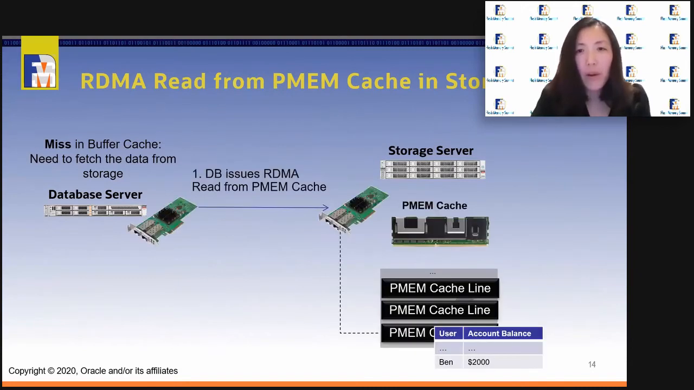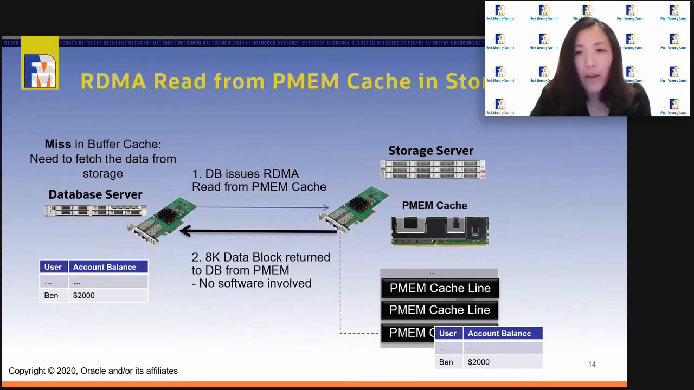So if we have a miss in the buffer cache, instead of issuing a read request to the storage server, the database simply issues RDMA reads directly against the memory region on the storage server. So in this case, let's say Ben's account sits in the PMEM cache line. The database is able to locate that and perform a direct RDMA read to fetch that bank balance all the way back into its buffer cache. And this data block read involves no software on the storage server side, so it's very, very fast. And that is how we get to the 10x performance improvement.